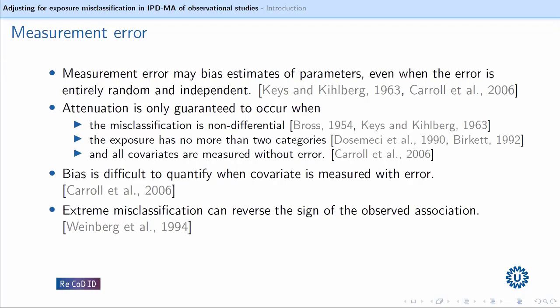People often think that it's always guaranteed to be attenuation towards the null, but this is only the case when the misclassification is non-differential, when the exposure has no more than two categories, so no multinomial or ordinal, and all covariates are measured without error. And even then, it's quite difficult to quantify the bias when a covariate is measured with error, especially when there are multiple covariates. And in the extreme case, with extreme misclassification, the sign of an observed association can be reversed.